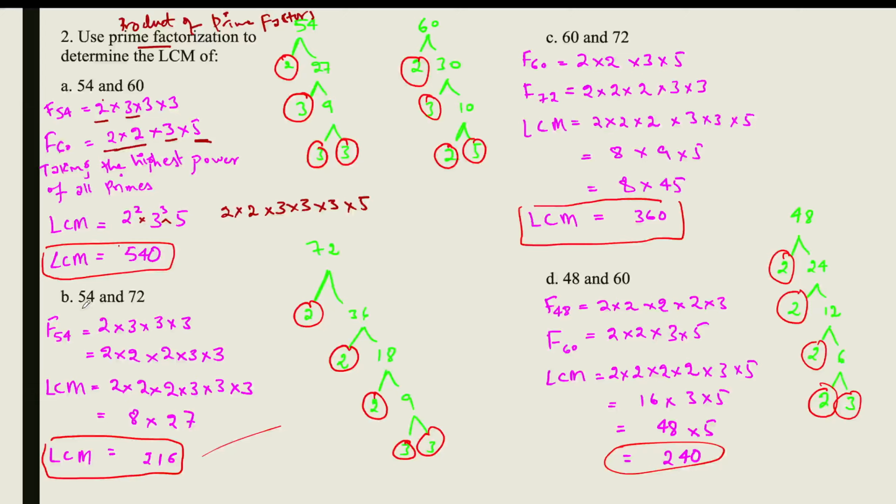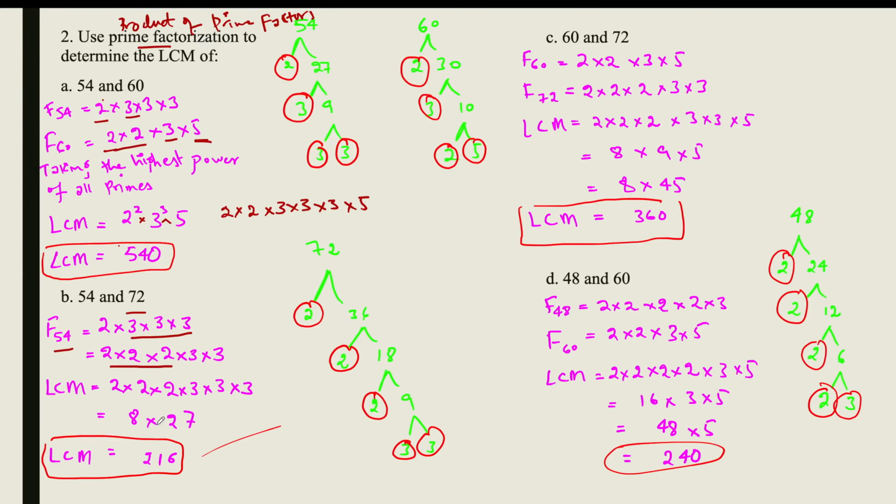The next numbers we have are 54 and 72. Again, we express each number as a product of prime factors, using any method. Once that is done and the prime factors of both are expressed, what we do next is use the highest power of each factor. The highest power of 3 is here with 54, and the highest power of 2, 72 has it, so this one.